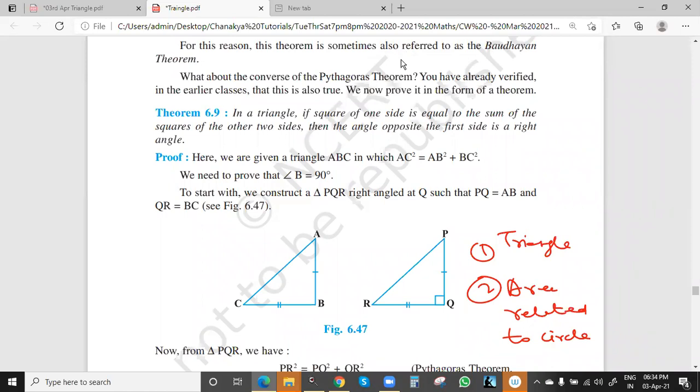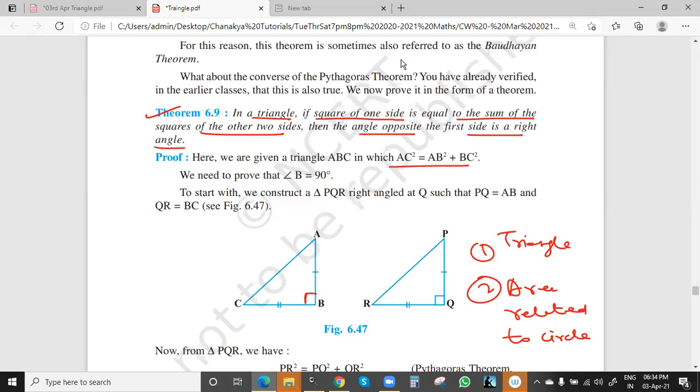See, for this proof: if the square of one side is equal to the sum of the squares of the other two sides, then the angle opposite to the first side is a right angle. So first, if the square of one side is equal to the sum of the squares of the other two sides, that is given for the first triangle. That means we have to prove the angle is basically 90 degrees. We have to prove angle B is 90 degrees.